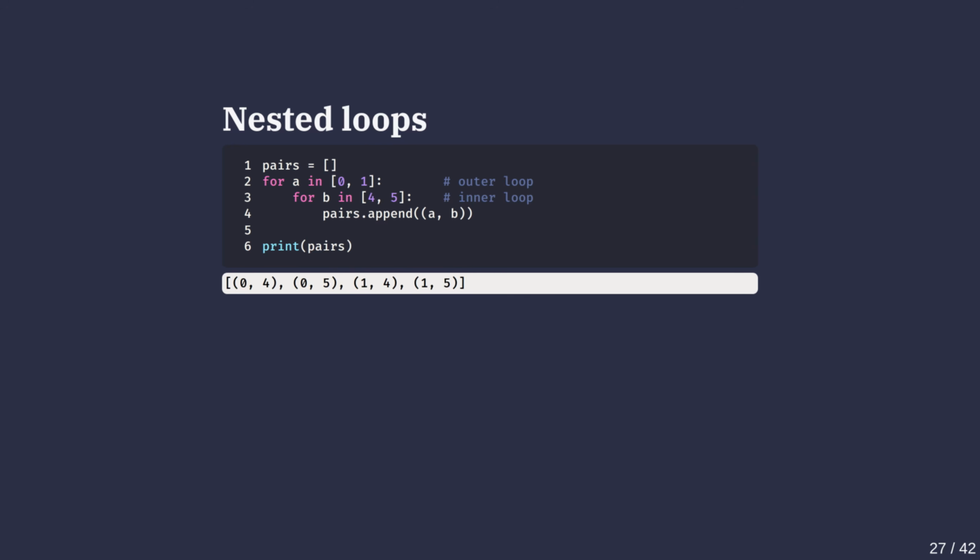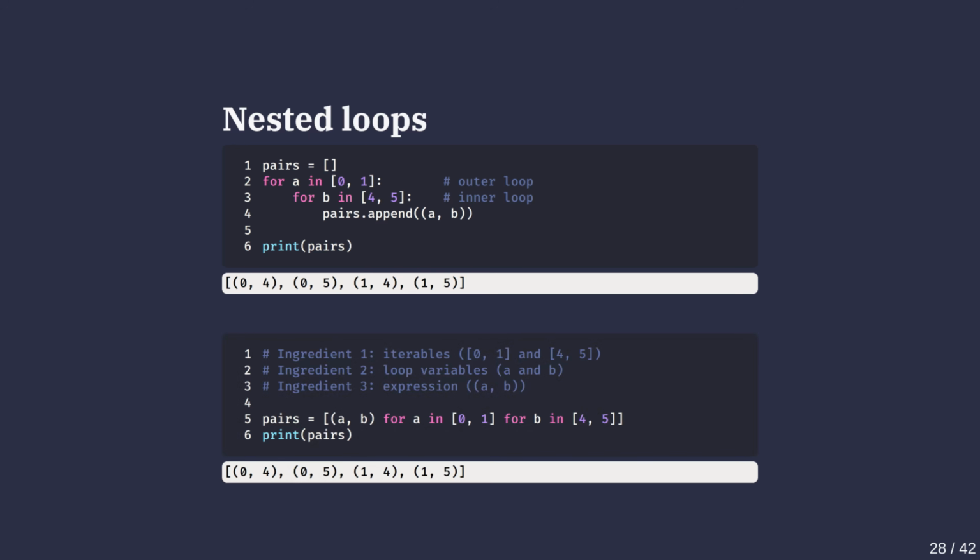The result looks like coordinates, all possible pairings of elements from two lists. This step-by-step build-up prepares us for how list comprehensions handle the same idea. Now we see the condensed version of the nested loop on the right, but notice how the three core ingredients are still there. The benefit is concise code. We get the same result in one line.